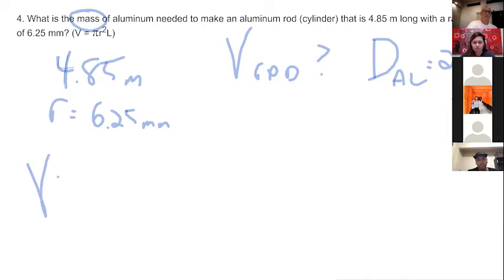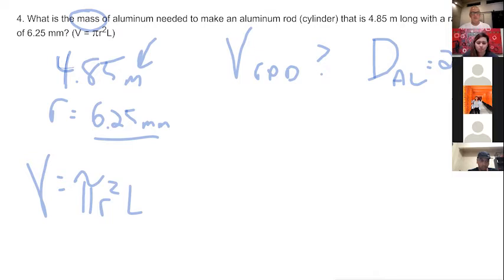Because the volume is pi times the square of the radius. The radius is in millimeters, times the length. And the length is in meters. So if we don't do any conversions, we're going to get some really weird units of millimeters squared meters. That doesn't make any sense. So we have to have them all in the same unit. And since we're going to need cubic centimeters, why not just convert everything to centimeters? Does that sound like a good way to proceed? Yes. Okay, good. I'm glad you're in agreement.